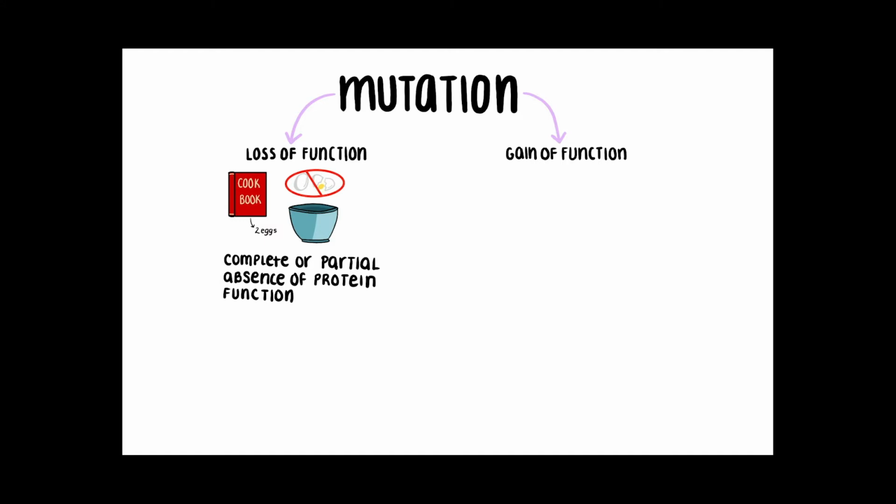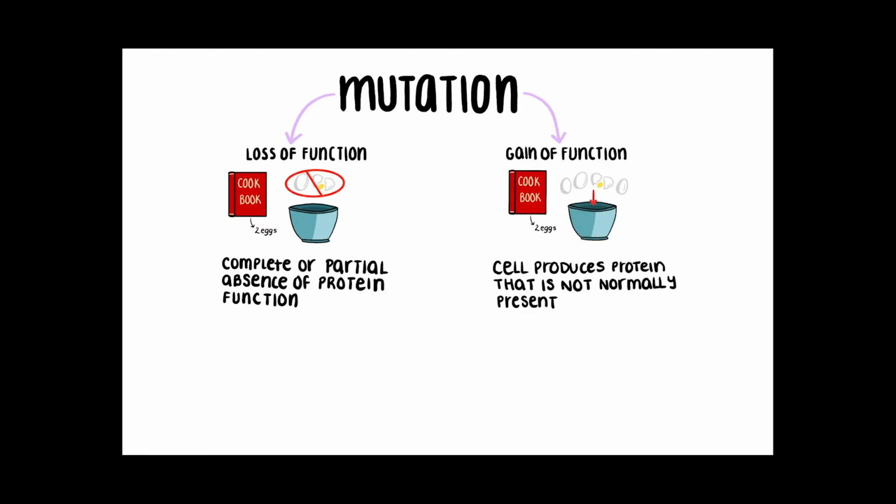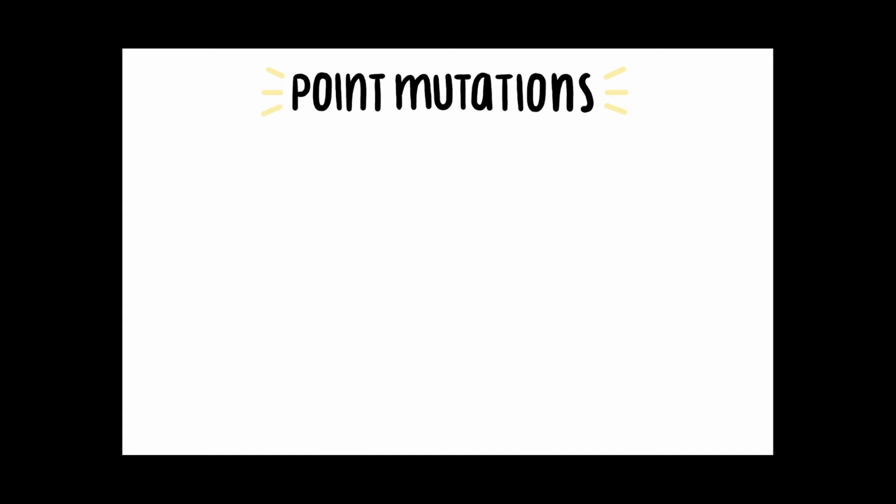This would be, for example, if a recipe in a cookbook calls for 2 eggs but you forget to put them in the mix, then it will not turn out the same. Then, a gain of function means that a cell produces protein that is not normally present. For example, again, if the recipe calls for 2 eggs but you mix in 4 instead, it will turn out differently. Now in this video, we will focus specifically on what is known as point mutations.